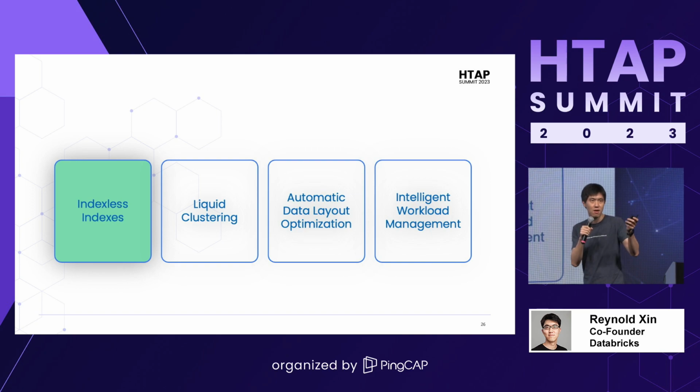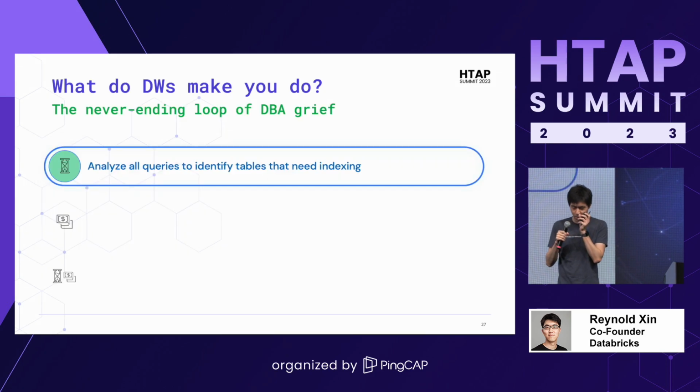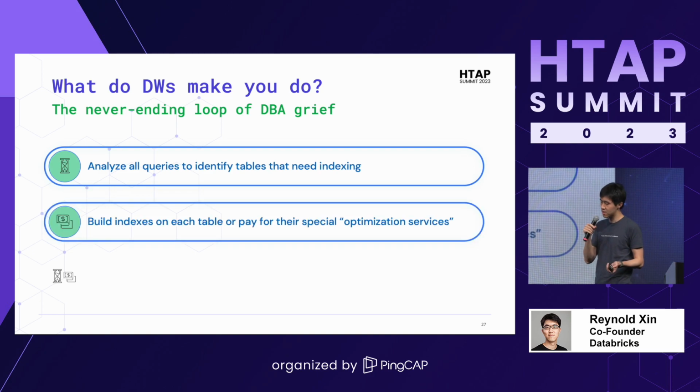So we started the talk with indexes. What do indexes mean? If you think about what data warehouses, or honestly even OLTP databases, ask you to do, you do this all the time. You look at your queries to see what tables and columns are accessed frequently and need indexing, and you introduce an index.